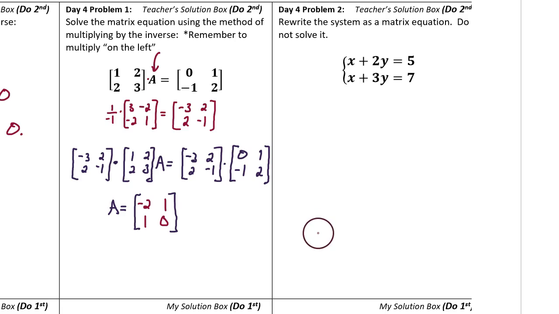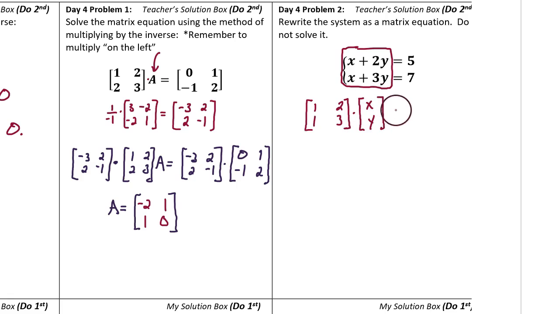Now, day 4, problem 2. Rewrite the system as a matrix equation, but do not solve it. Let's create a matrix with the coefficients from the left side of this system. It's 1 and 2 from here and here, and then the next row it's 1 and 3 from here and here. Now we're going to multiply it by a variable matrix, x and y, and that will be equal to the constants matrix containing 5 and 7.